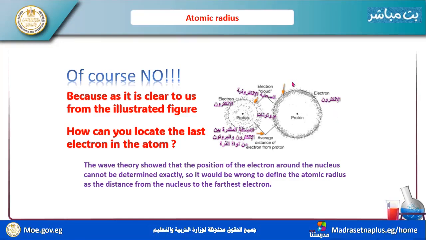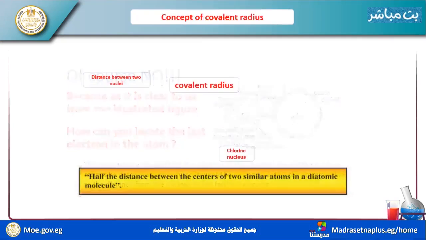We depend on the wave equation, the probability of the electron's position in any places around the nucleus. So it would be wrong to define the atomic radius as the distance from the nucleus to the farthest electron, because we can't locate the farthest electron accurately. We have no accurate place, no accurate region, only the probability of finding it in any places around the nucleus.